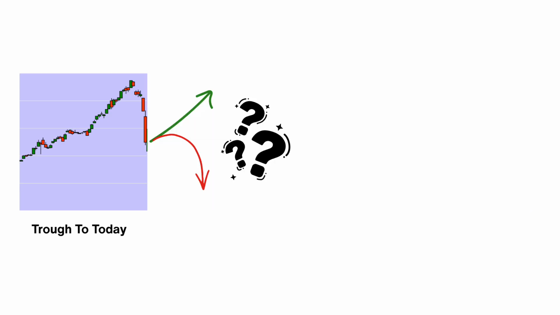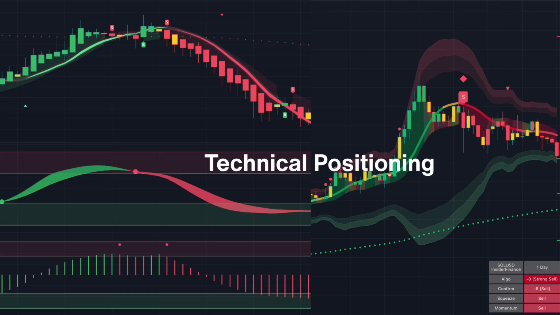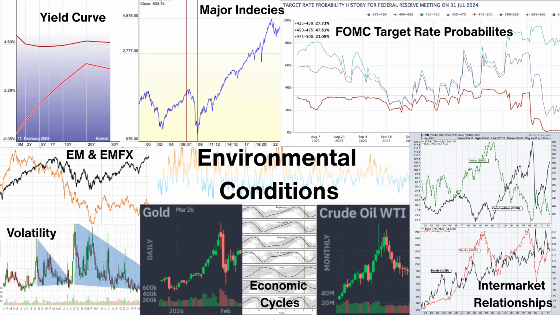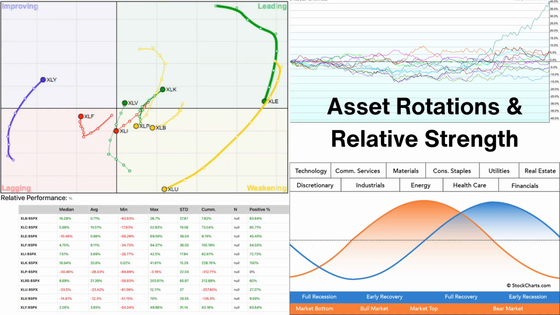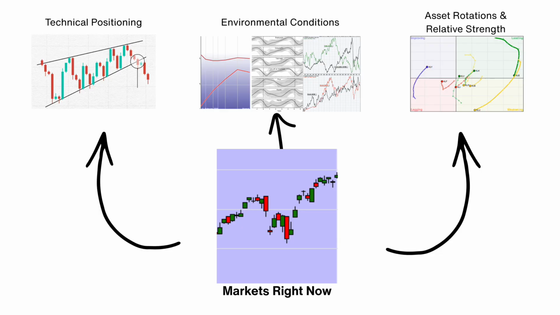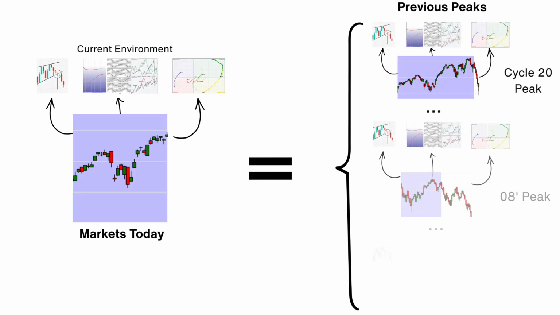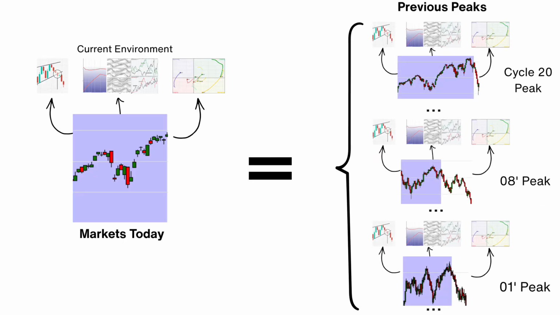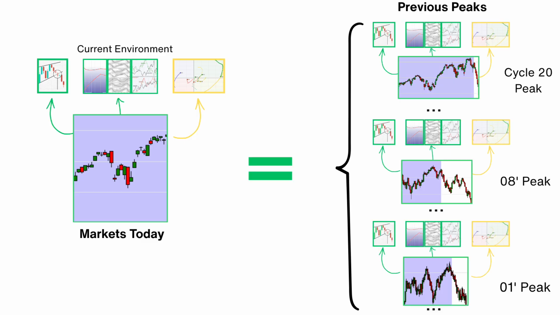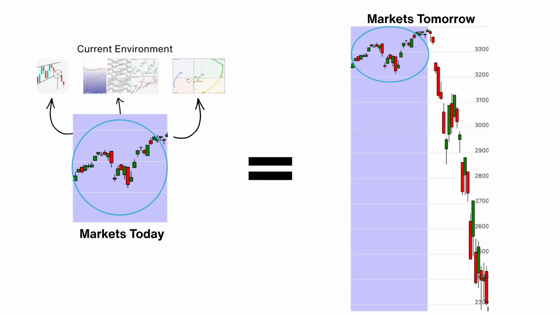So instead of guessing, we analyze multiple dimensions, including technical positioning, environmental conditions, asset rotations and relative strength, and we ask one core question: how similar is today to past peaks that actually led to crashes? If even one piece doesn't line up, we don't rely on it. We cross-check across everything. That's where the edge comes from.